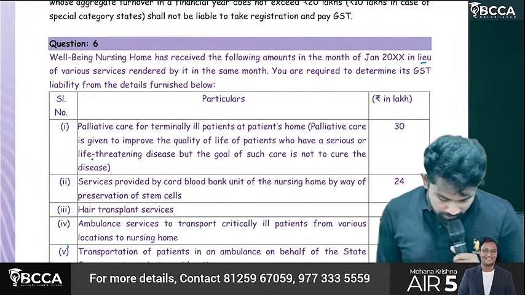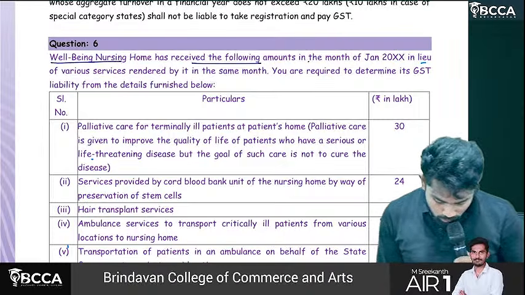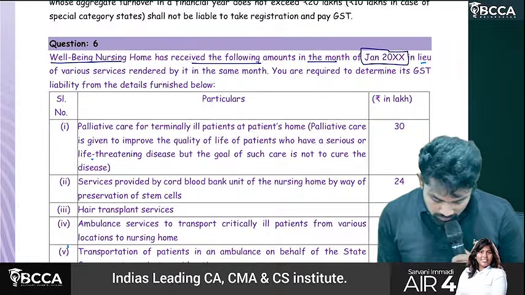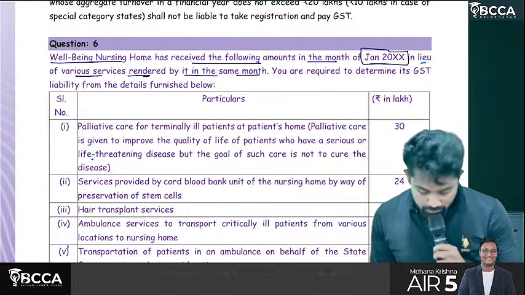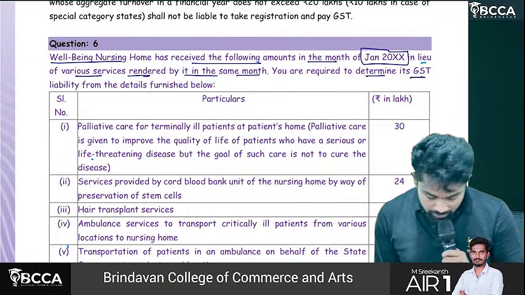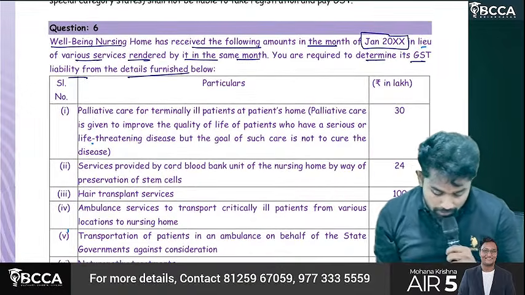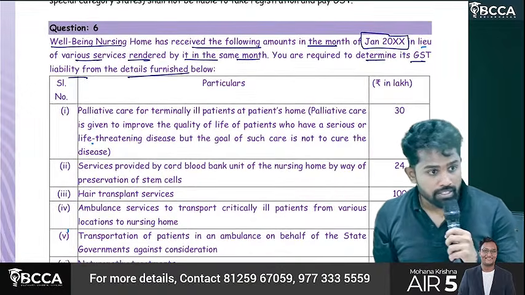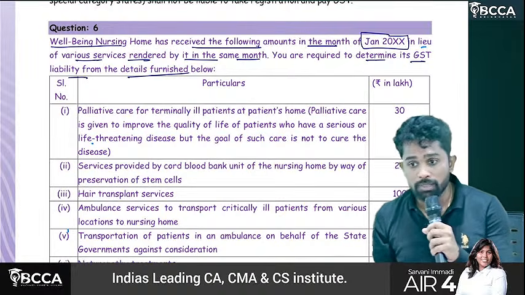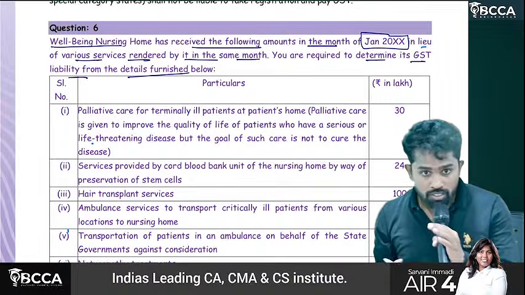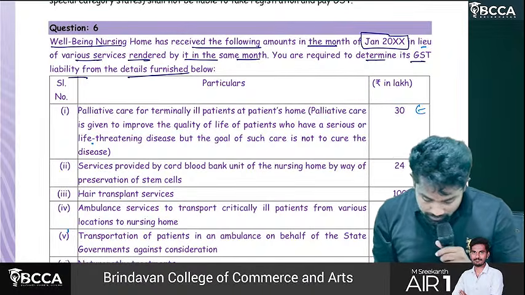Sir, Well-Being Nursing Home has received the following amounts in the month of January in lieu of various services rendered by it in the same month. You are required to determine its GST liabilities from the details furnished below. What are those? Palliative care. Sir, palliative care I also mentioned yesterday. Palliative care will not cure the disease but improves the quality of life of the patient. So that is exempted.